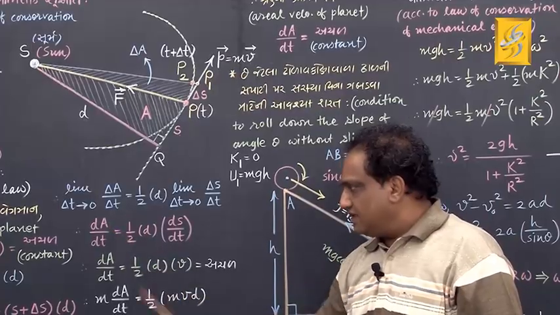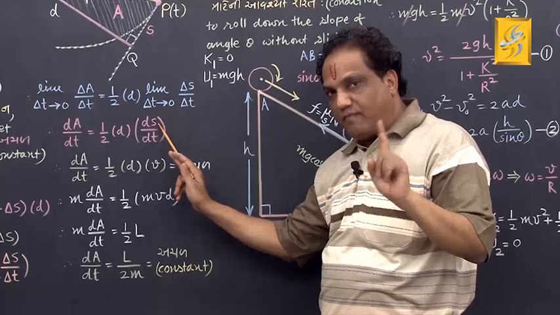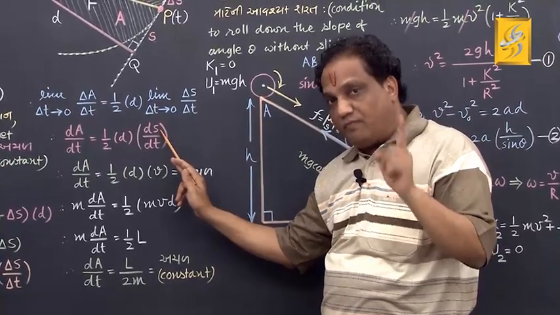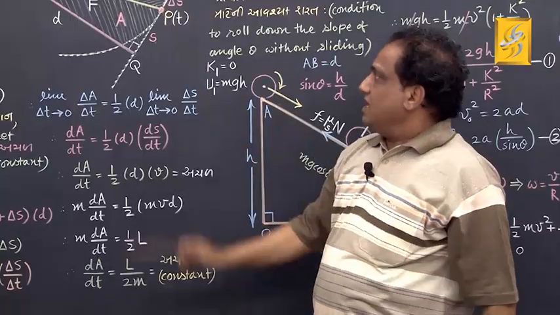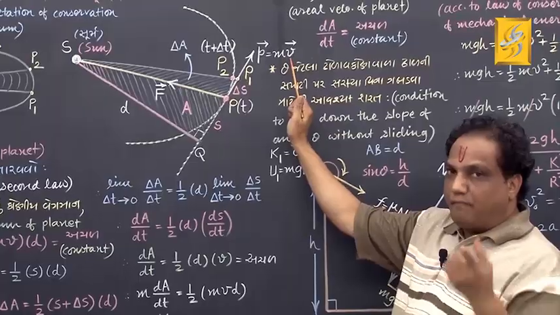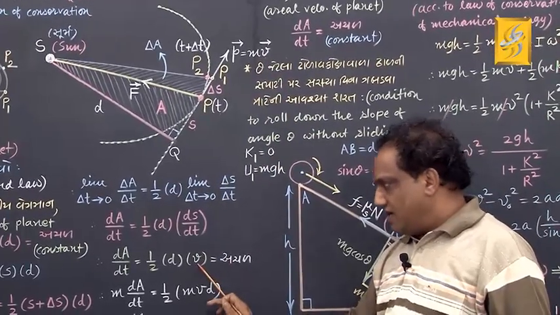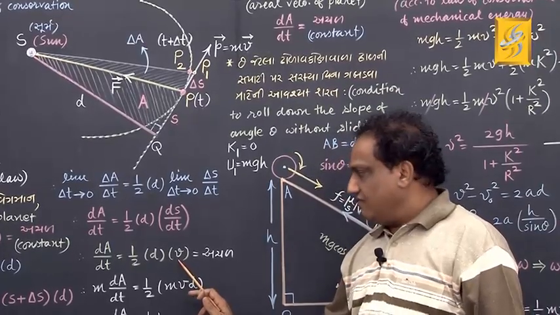dA by dt as it is, 1 by 2d as it is. Time rate of change of position of a planet is going to give you its instantaneous velocity. Instantaneous velocity of this planet at time t is vector v. Magnitude wise it is v. So this gives you the instantaneous speed of the planet, which is v.